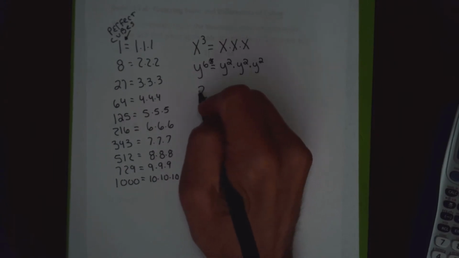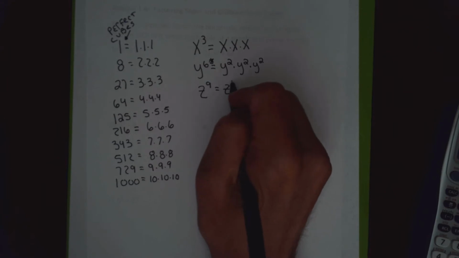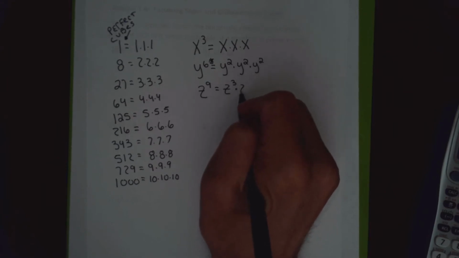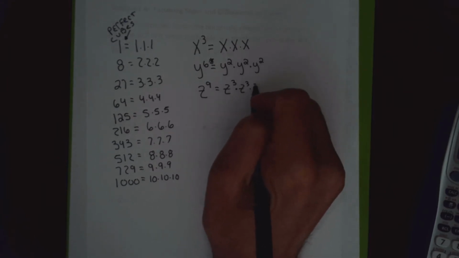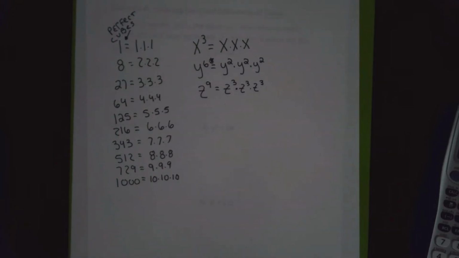If I wrote z to the 9th and I divide the exponent by 3, z to the 9th is z cubed times z cubed times z cubed. This is an important skill, and it's really the only important skill in section 1.6. Every problem in section 1.6 is either a cube with a minus or a cube with a plus.